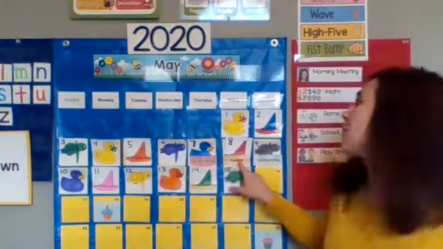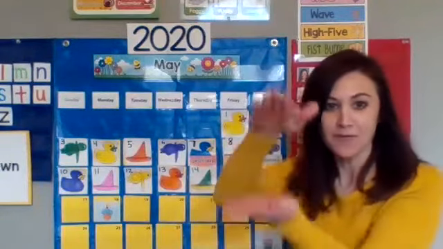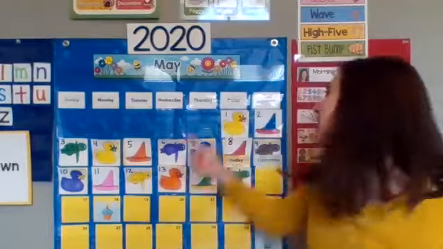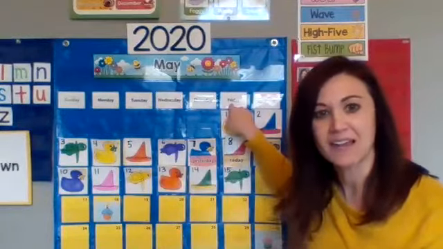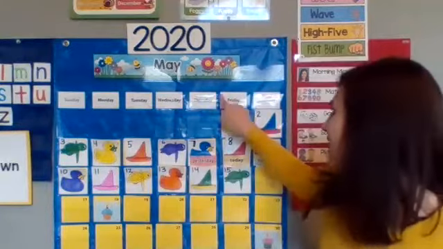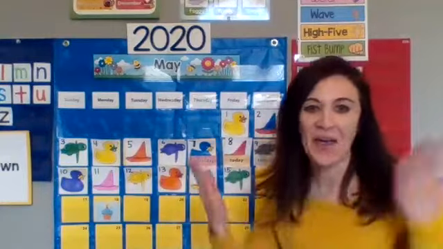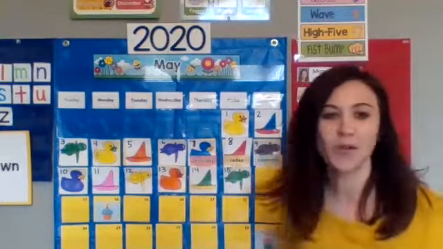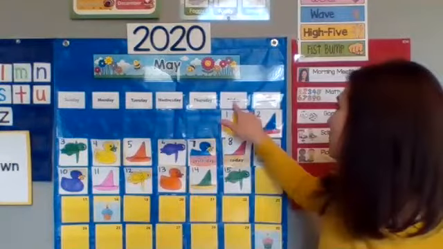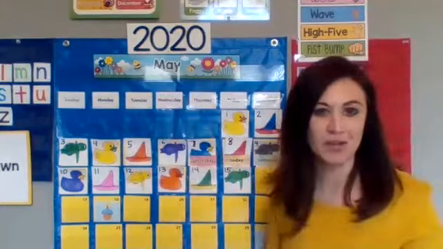So if I move up, today is Friday. Today is Friday. Yesterday was Thursday. Tomorrow will be Saturday. And we'll put the whole date together. Today is Friday, May 15, 2020.